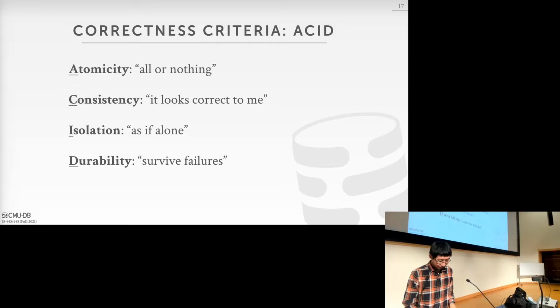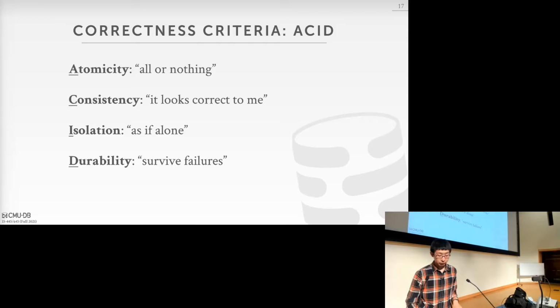To summarize them in short, atomicity means all or nothing. Consistency means that the database system looks correct to me, for example, the money in the bank accounts adds up to the correct value. Isolation means as if I'm a single user of the database system, executing this transaction alone. And durability means that if there's a power failure, my data would be on disk, or it can be recovered from disk. It's not going to lose anything.